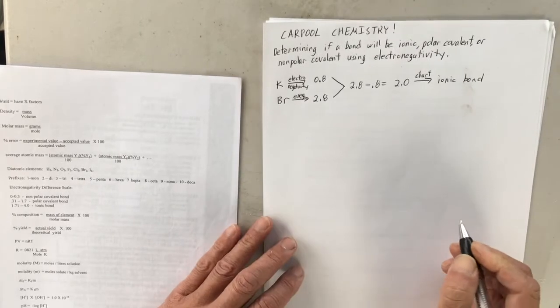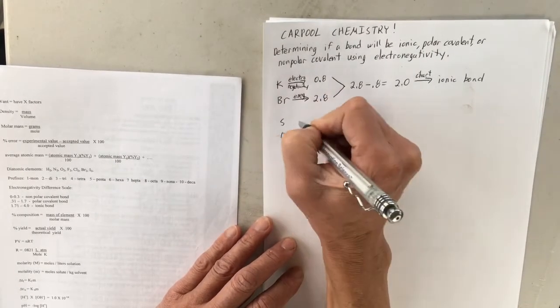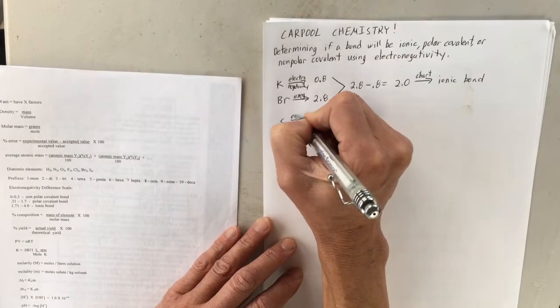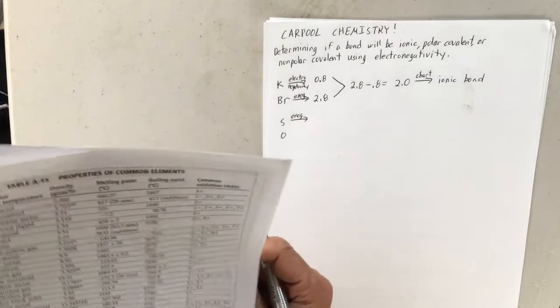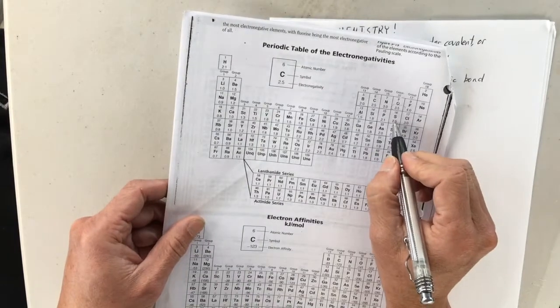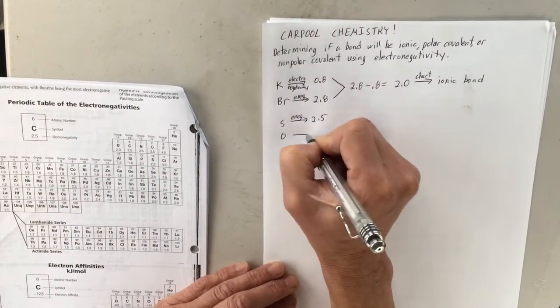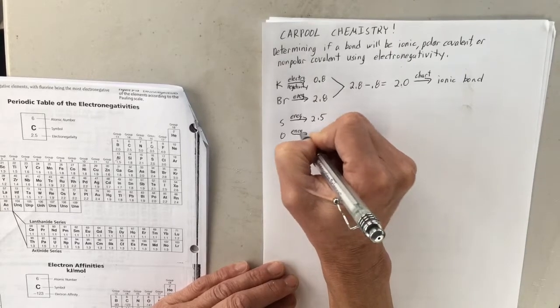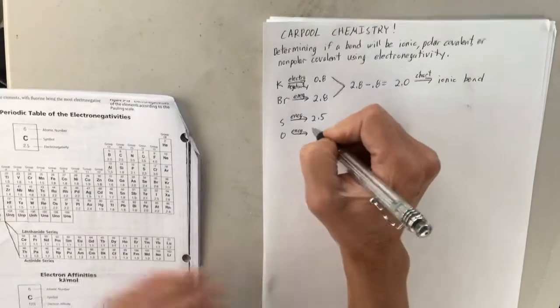Let's take a look at another example. We have sulfur and we have oxygen. The electronegativity of sulfur is, taking a look back at the table here, sulfur clocks in at 2.5. Oxygen is 3.5.